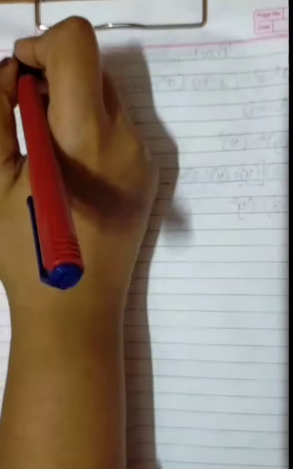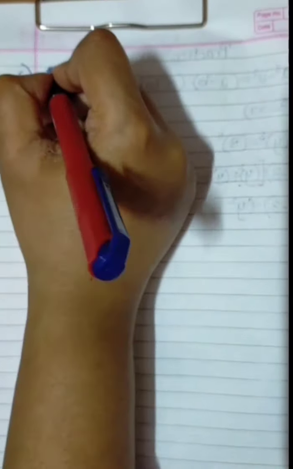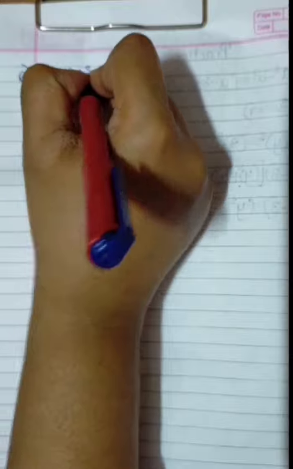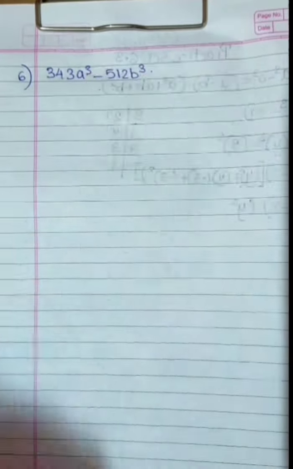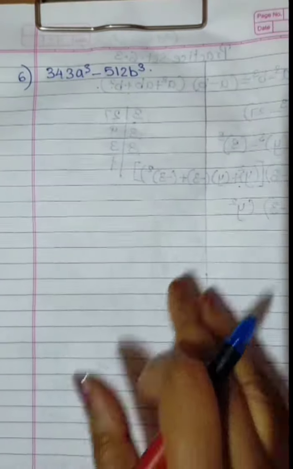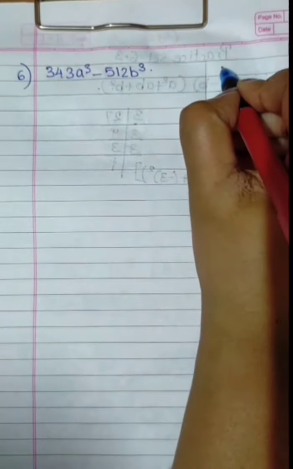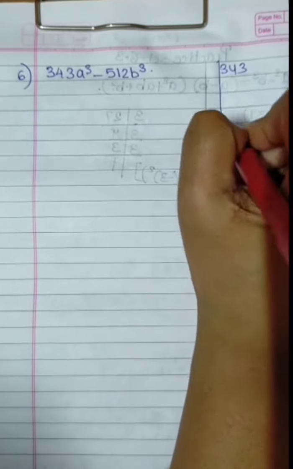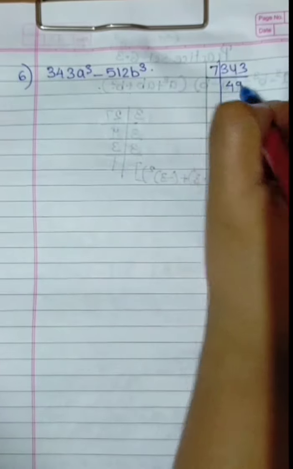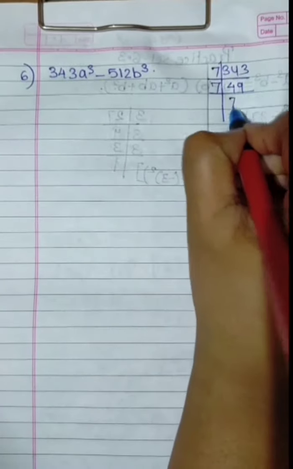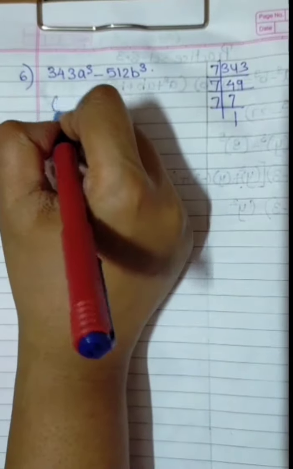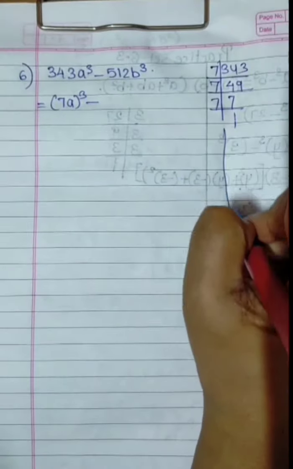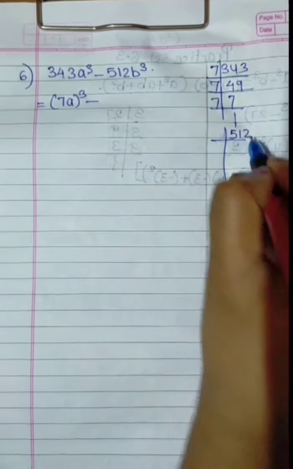Question number 6, that is 343 a cube minus 512 b cube. Now we are going to find out the cube root of 343. 7 7s are 49, 7 7s are 343. So we got the cube root of 343, that is 7a, cube minus, then we have to find 512.